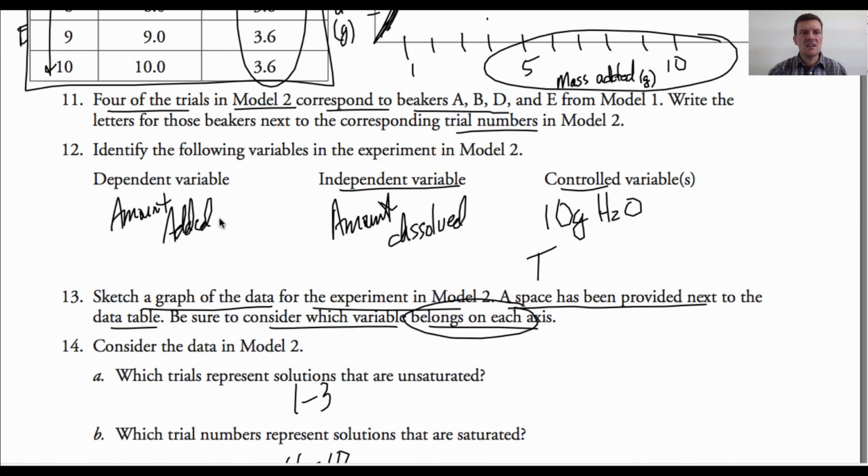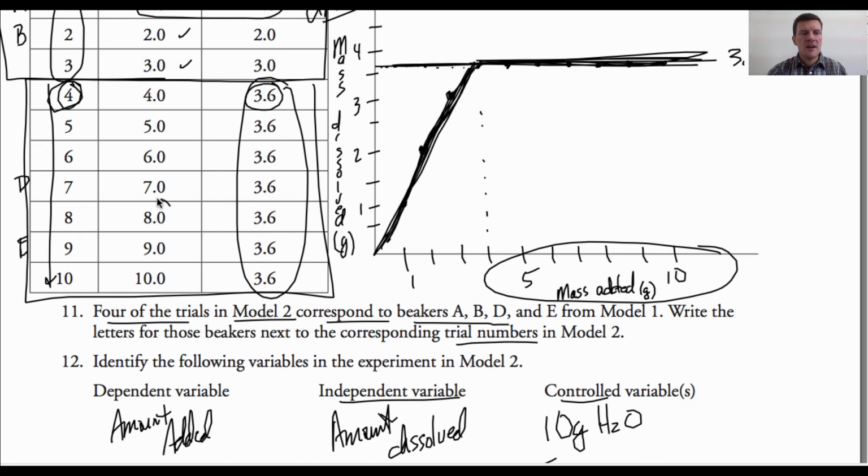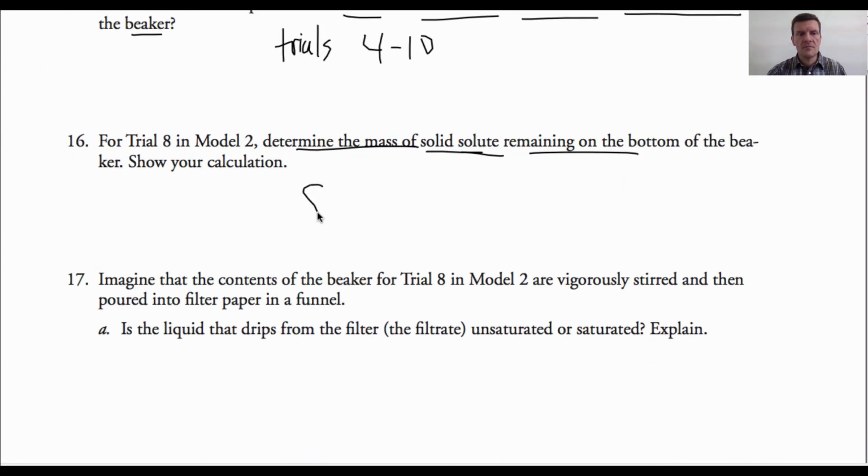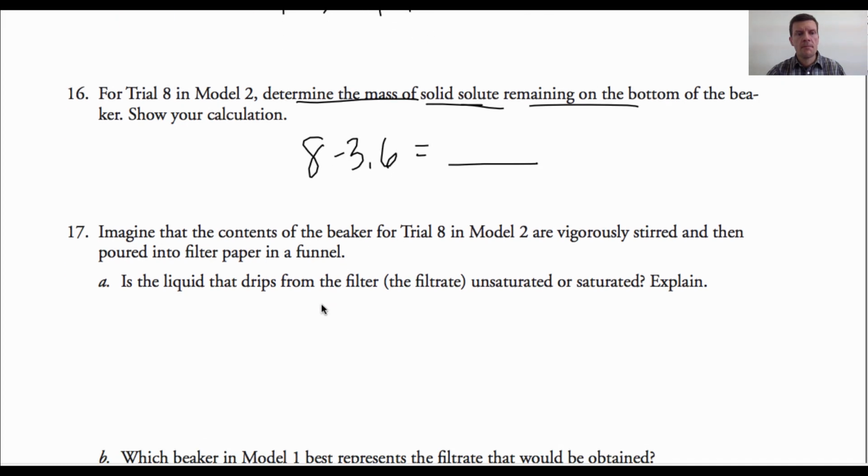In trial 8, determine the mass of solid remaining at the bottom of the beaker. So basically you're saying here, well, if I added 8, only 3.6 has dissolved, then I've got left over at the bottom here the difference between those. And you can do that.